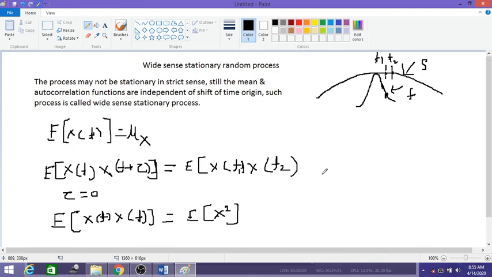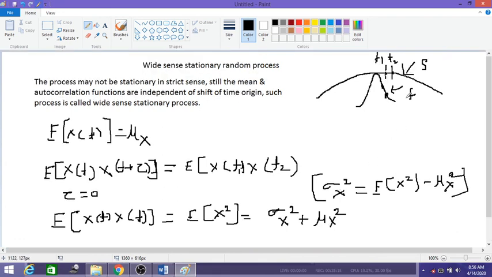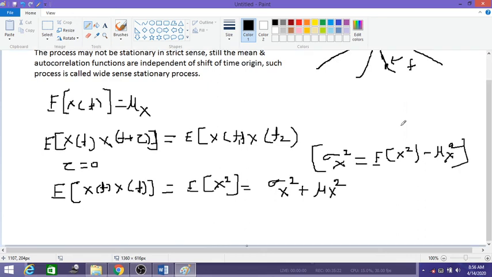From the variance definition, we know that the variance of a random variable, that is sigma x squared, is given as the expectation of x squared minus mu x squared. So if you apply that equation here, this is nothing but the variance plus the squared mean of the random variable. So this is what we say. A random process that is first order and second order stationary can be a wide sense stationary process, but the reverse is not true. It means a wide sense stationary process cannot necessarily be a strict sense stationary process. So this we have to understand.